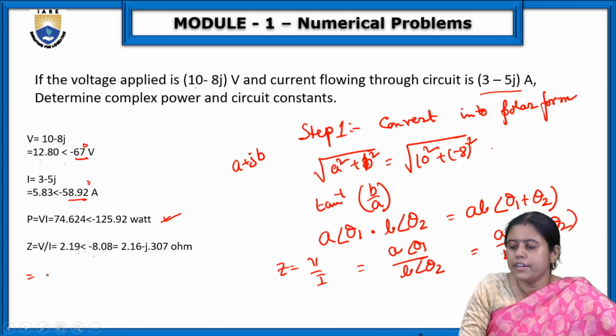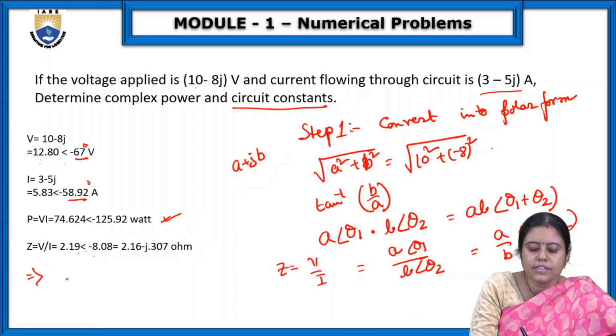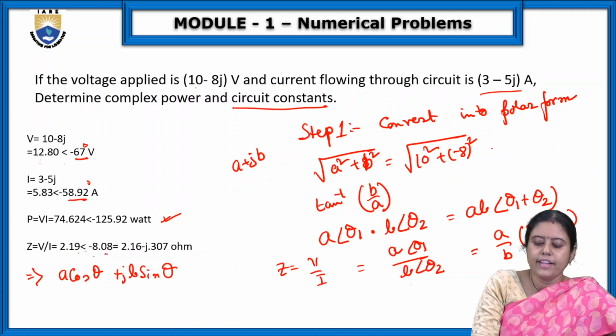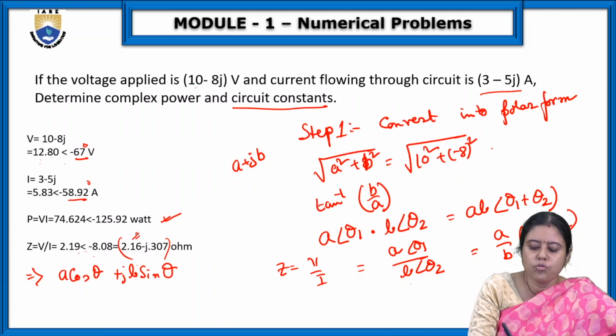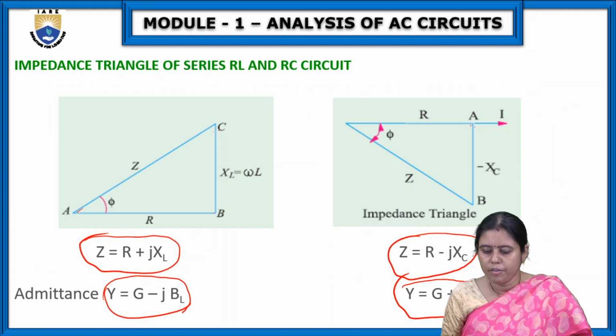So how to calculate it in the rectangular form? Because we have to take the circuit constant. What is the form? The form is A cos theta plus j into B sin theta. If we put the value, we can get 2.16 minus j 3.07 ohm, where 2.16 is the resistance and 3.07 is the reactance or X. So this is the first numerical problem.